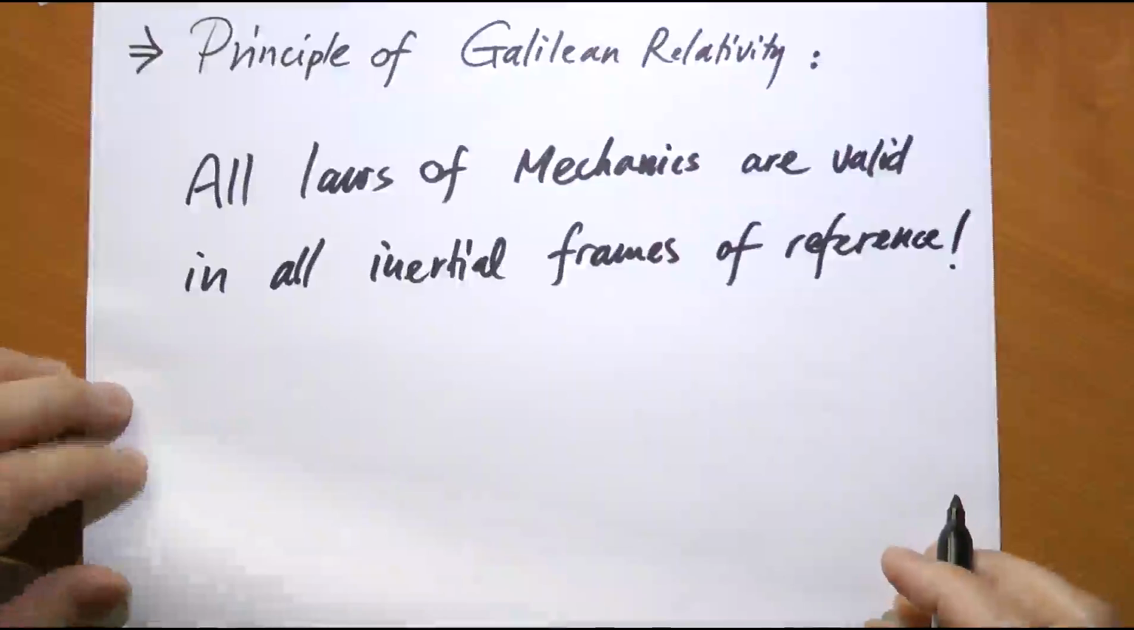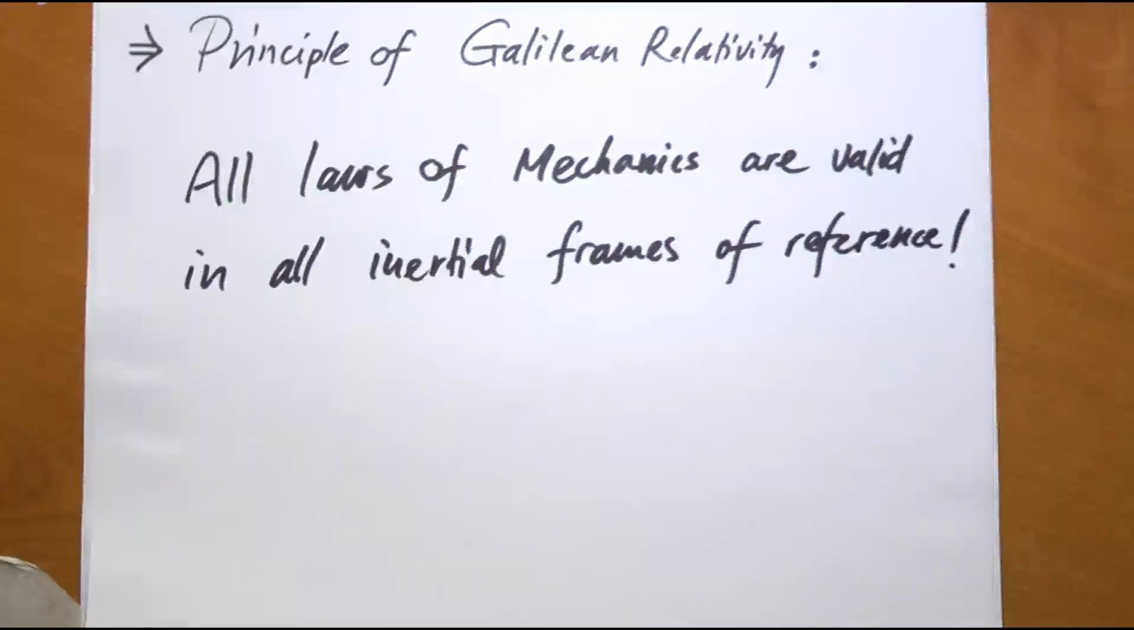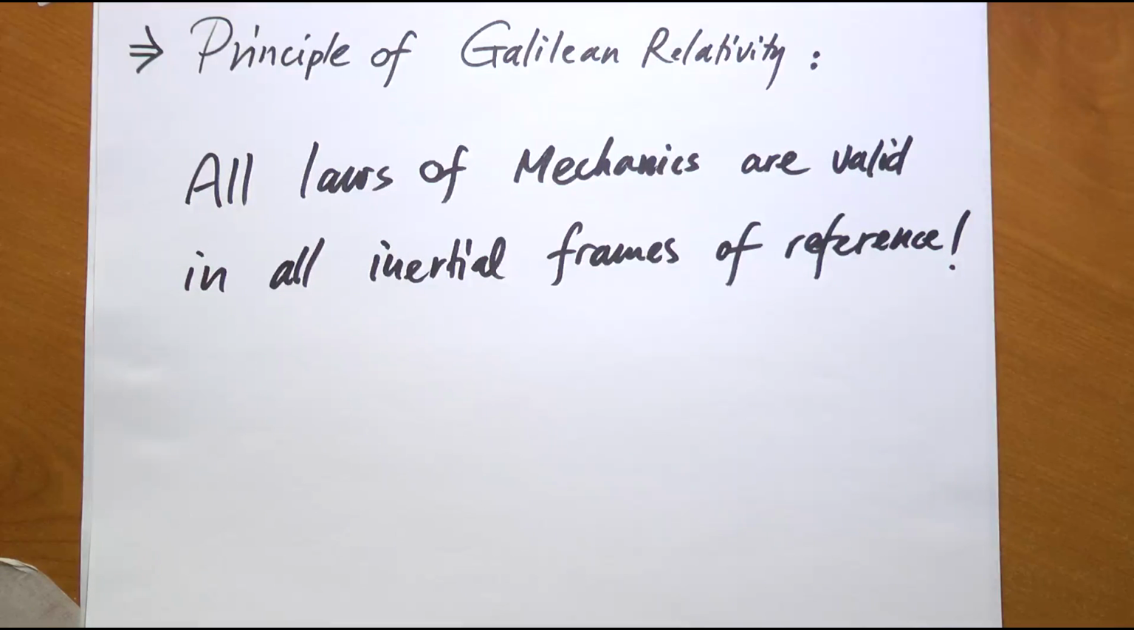So in other words, if you try to do a mechanical experiment, you are not going to be able to determine which reference frame you're in, because all reference frames will yield the same result, F equals ma. It's governed by the same law, F equals ma.